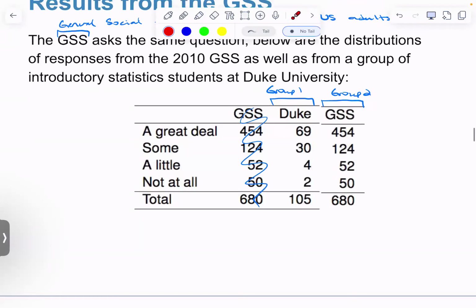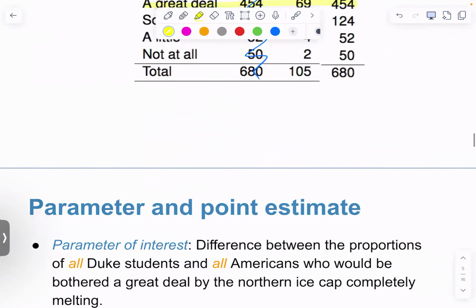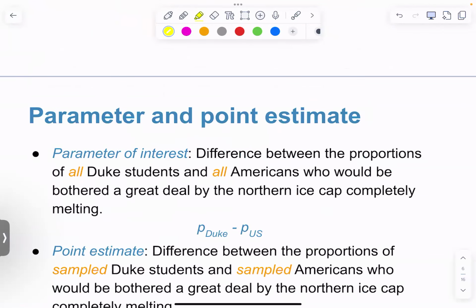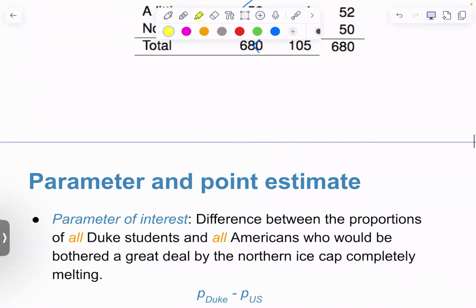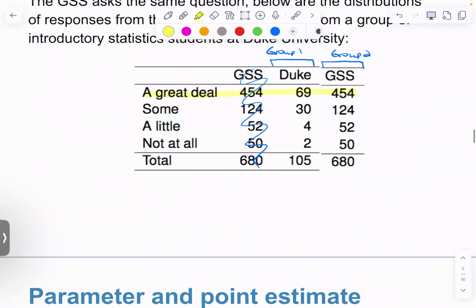Okay, so let's see. We can compare sample proportions across any of these categories. I suspect that we might be considering a great deal a success in this case. And then we want to know, is there a difference in these proportions across the two groups? Let's read on. It is be bothered a great deal. So she kind of just jumps into it. I don't like that.